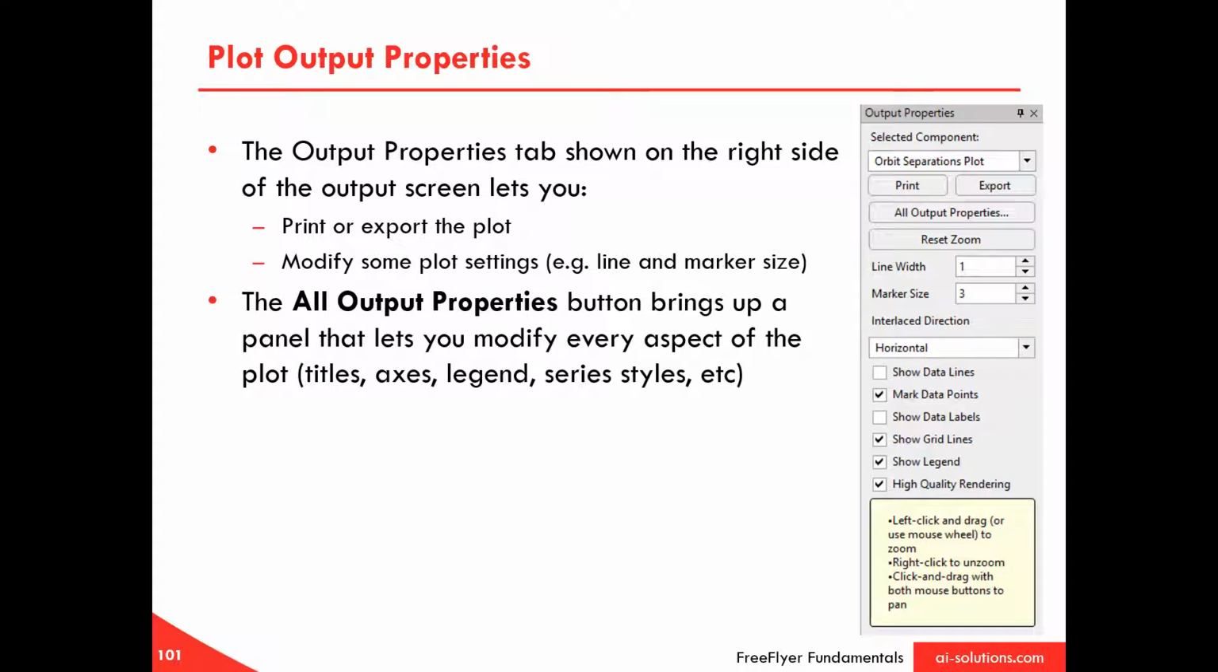When you're running your mission plan and looking at the output screen, if you have a plot window selected, the Output Properties tab on the right-hand side of the screen shows you some different options. You can still print or export the plot, and you can also change some settings like the line width and the marker size. And then again, if you click All Output Properties, you'll get a panel that lets you modify all the settings of the plot.